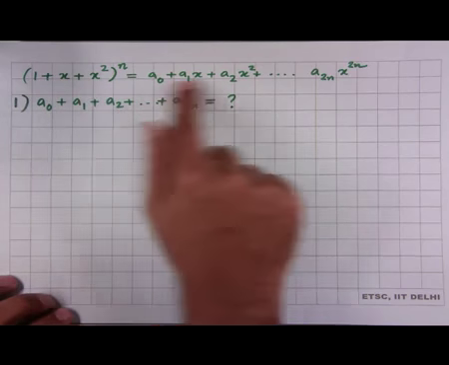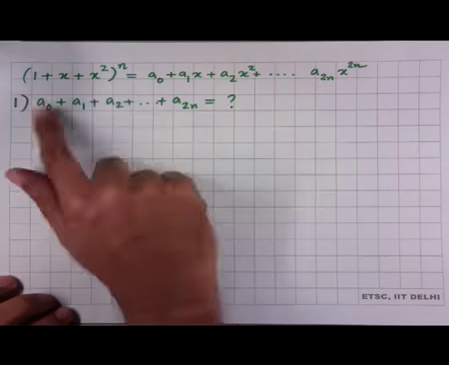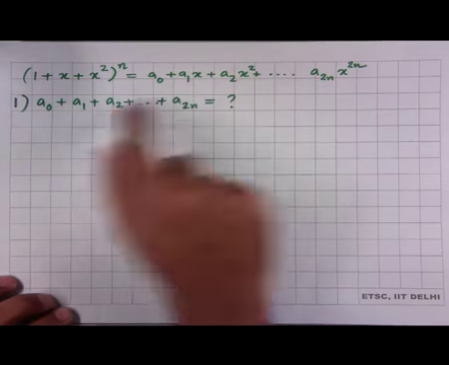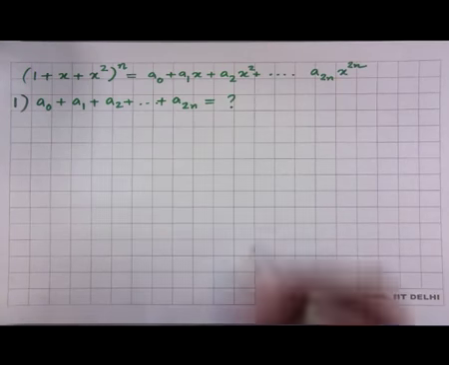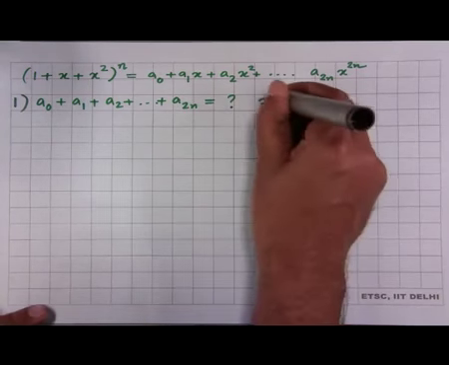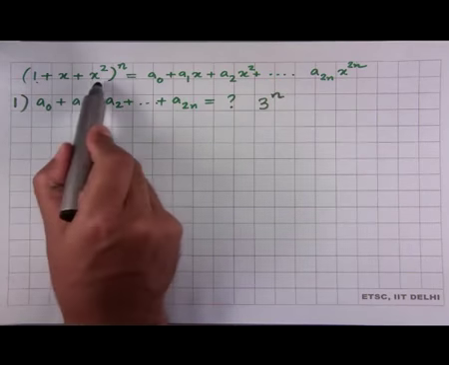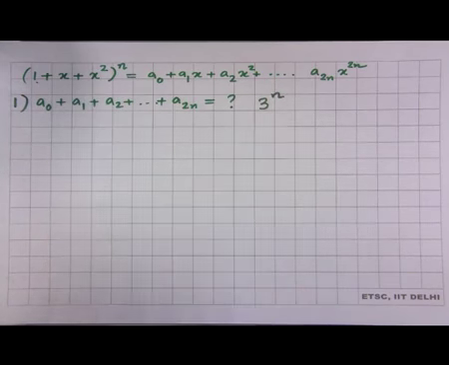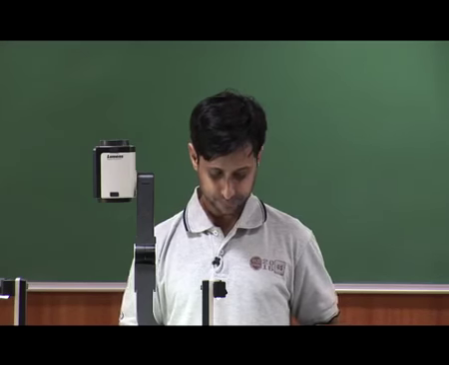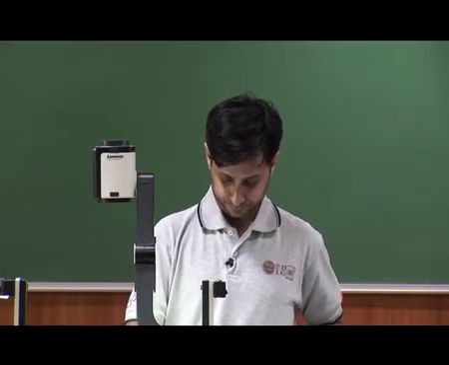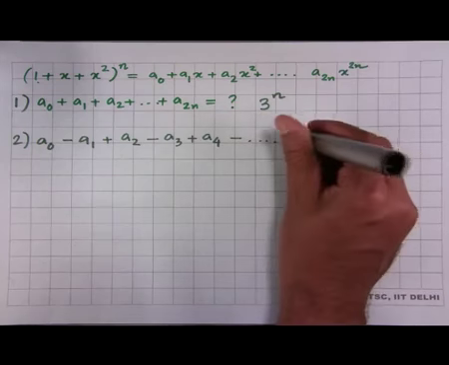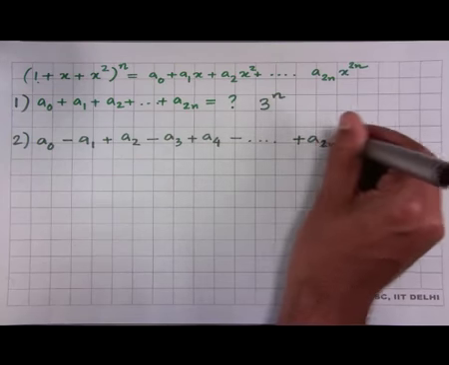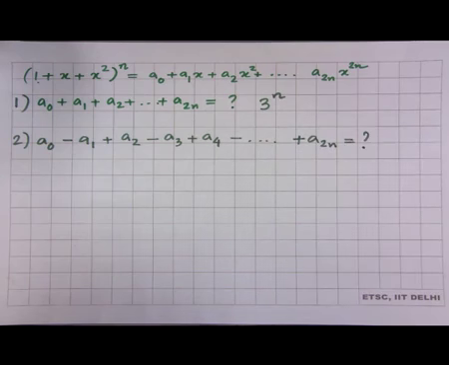If you plug in x equal to 1, a naught plus a1 plus a2 all the way till a2n. So what is the answer? 1 plus 1 plus 1, 3 whole power n. Okay, so that is a very straightforward question. Question 2. What is this sum?